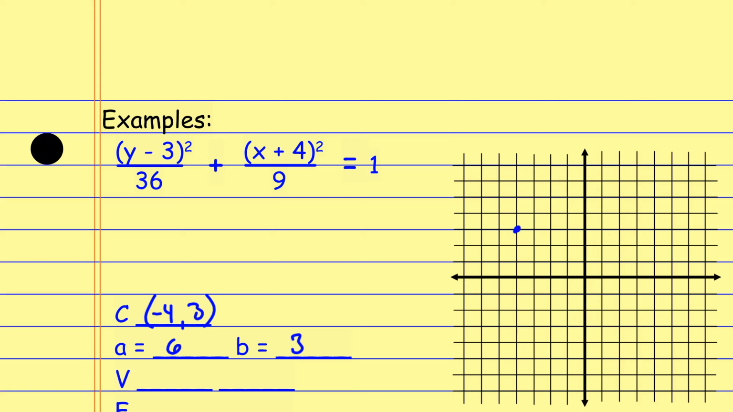The transverse axis is going to go up and down because it's paired up with the y this time. So I go up 6, and I go down 6. Those are my vertices because the endpoints of the transverse axis are the vertices. So I could write those down while I'm looking at this thing. So that was negative 4, 9, and negative 4, negative 3.